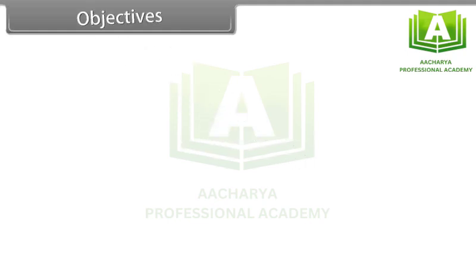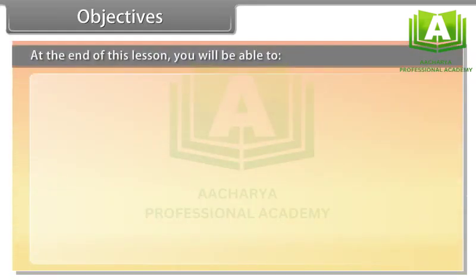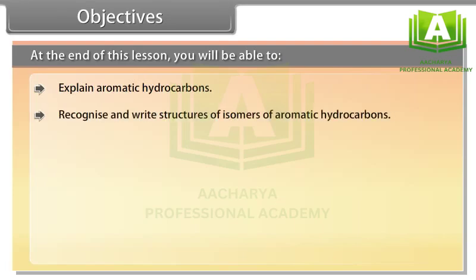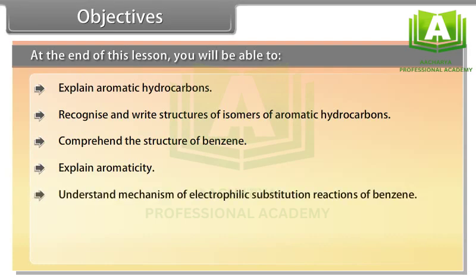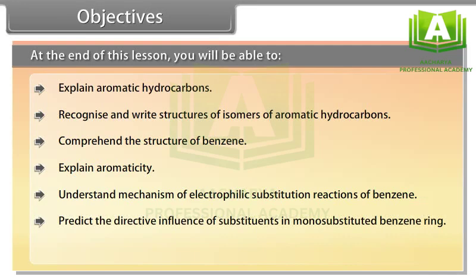Objectives. At the end of this lesson, you will be able to explain aromatic hydrocarbons, recognize and write structures of isomers of aromatic hydrocarbons, comprehend the structure of benzene, explain aromaticity, understand the mechanism of electrophilic substitution reactions of benzene, predict the directive influence of substituents in monosubstituted benzene ring, and learn about carcinogenicity and toxicity.